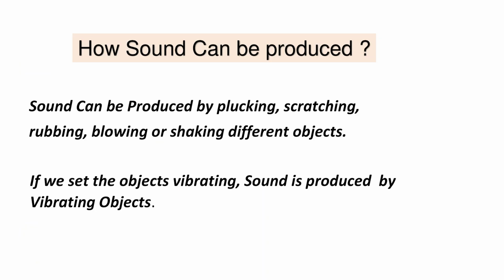Now we have arrived at the answer for the first question. What is the first question? How will sound be produced? Sound can be produced by plucking, scratching, rubbing, blowing, or shaking. Likewise, we are doing so many things to vibrate a body, because the vibrating body will produce the sound. Now we have concluded that a vibrating body will produce the sound.